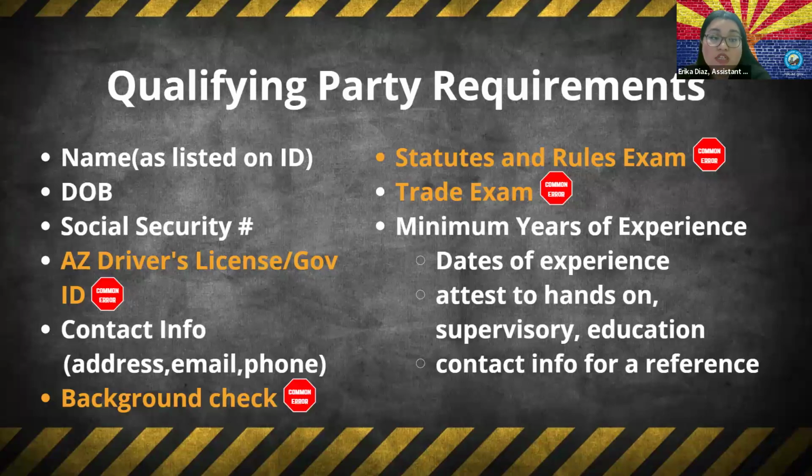So now you can see that we do have the common errors pointed out on this slide. Those are items that we want everyone to pay close attention to, regarding the things that are missing for the qualifying party: testing, background checks, and IDs. Those are big in order to continue on with the application process.